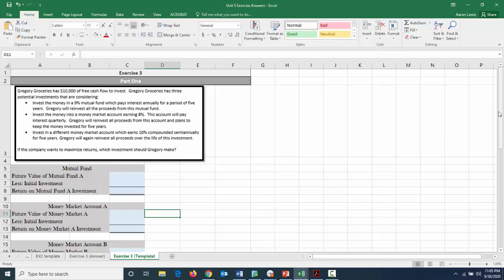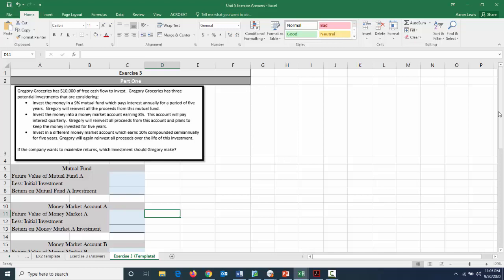The account pays interest quarterly. Gregory will reinvest these proceeds as well and do so for the next 5 years. And then lastly, their third option is to invest in a different money market fund that earns 10%, this time compounded semi-annually for the next 5 years. Again, they will reinvest.